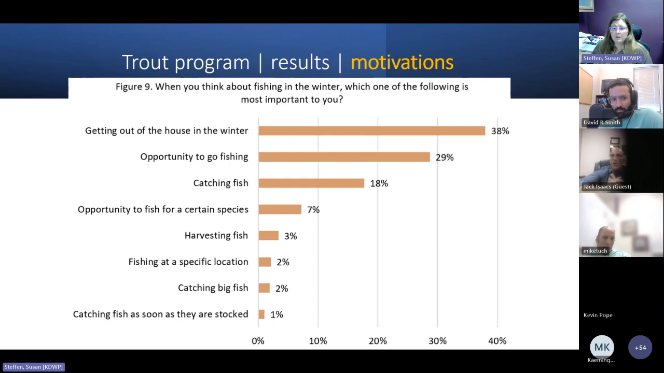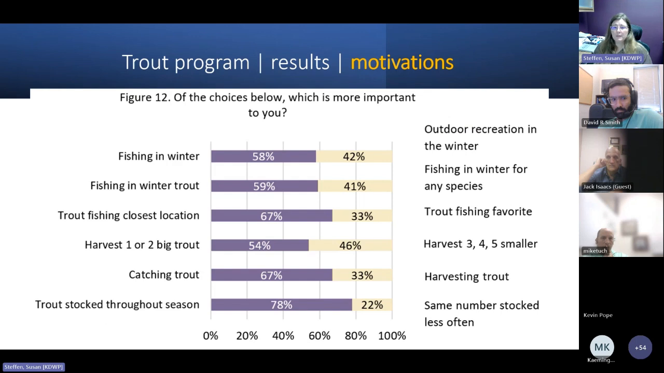We wanted to know just some real general motivations here, and most people said that getting out of the house in the winter was their main motivator for fishing in the winter. And when presented with this dichotomous choice of what's more important, fishing in the winter versus outdoor recreation in the winter, and you can see on the y-axis those dichotomous choices, these are the percentages. So the purple is showing the majority answer in that case.